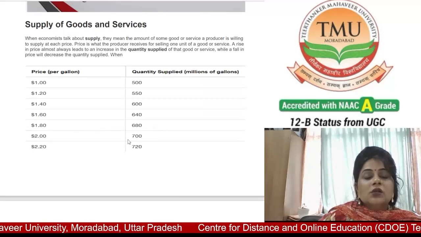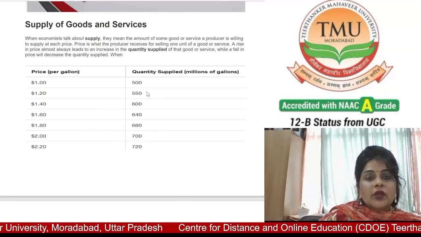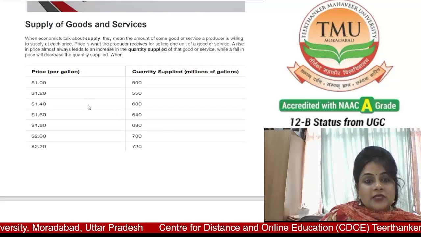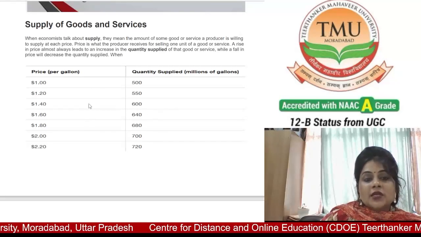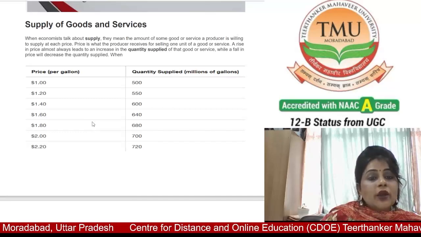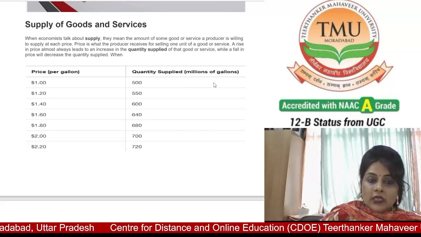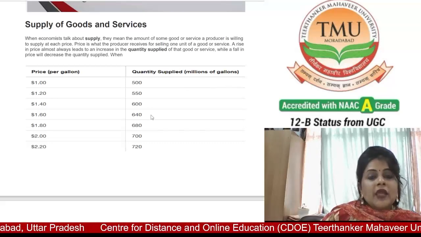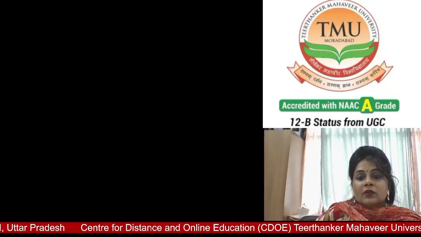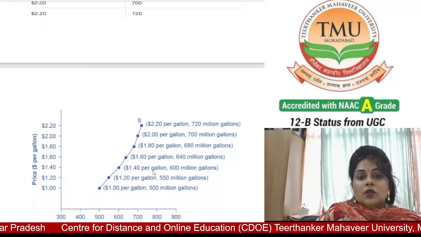This is a supply schedule table that shows the quantity supplied at a range of different prices. Again, we measure prices in dollars per gallon of gasoline, and we measure quantity supplied in the millions of gallons. Now, the supply curve.